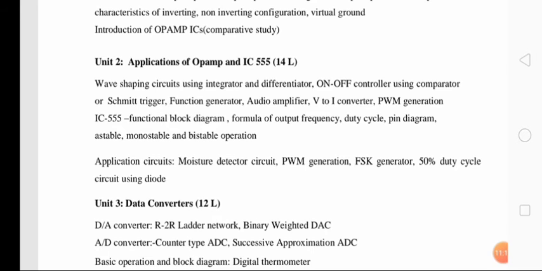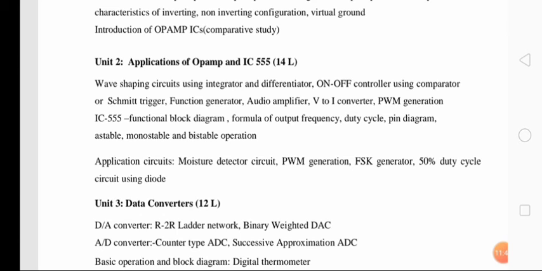Next is IC 555. 555 is the number of the IC, and the IC is known as timer IC. In this chapter we are going to study the block diagram of the IC 555 timer and the formula for output frequency. This IC is able to generate a square waveform. How does it generate the square waveform? How can you calculate the frequency? All these things I will explain in this unit 2.